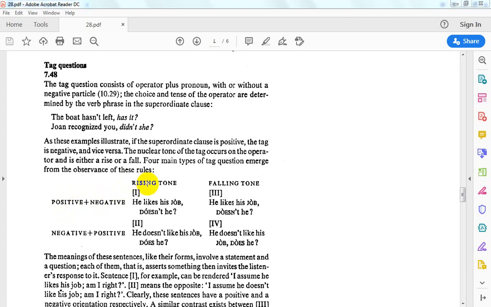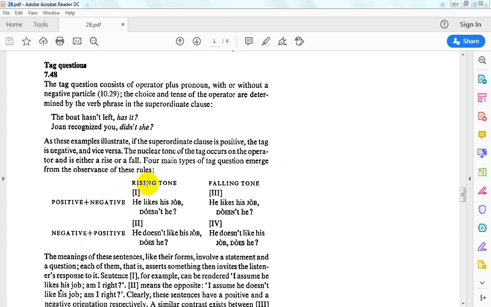With rising tone. He likes his job, doesn't he? Second one, in which I have the main superordinate negative, followed by a positive tag question. He doesn't like his job, does he? Does he? With rising tone. The third type with falling tone.